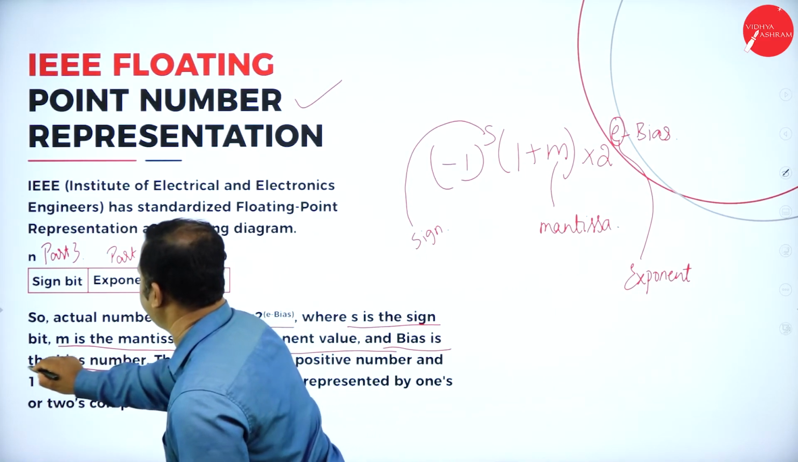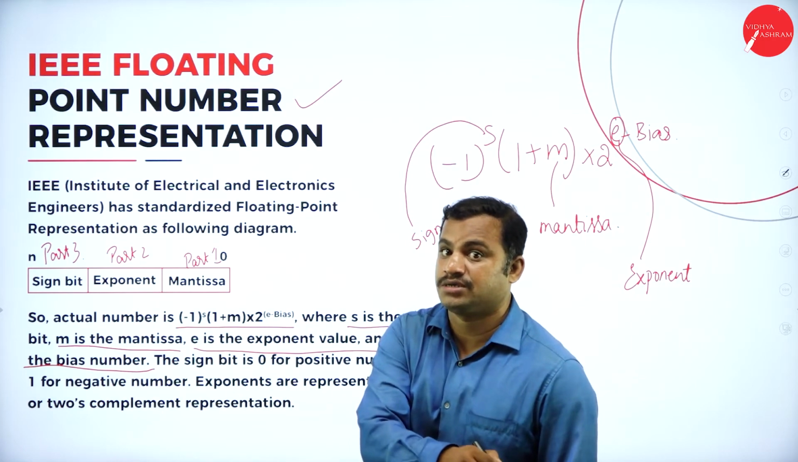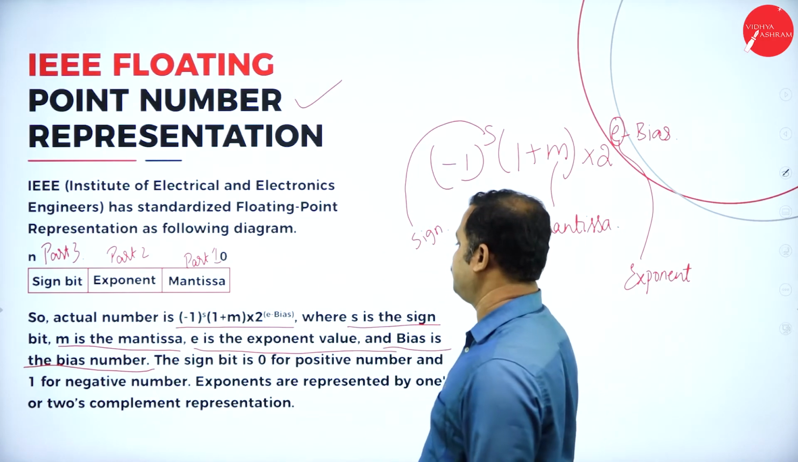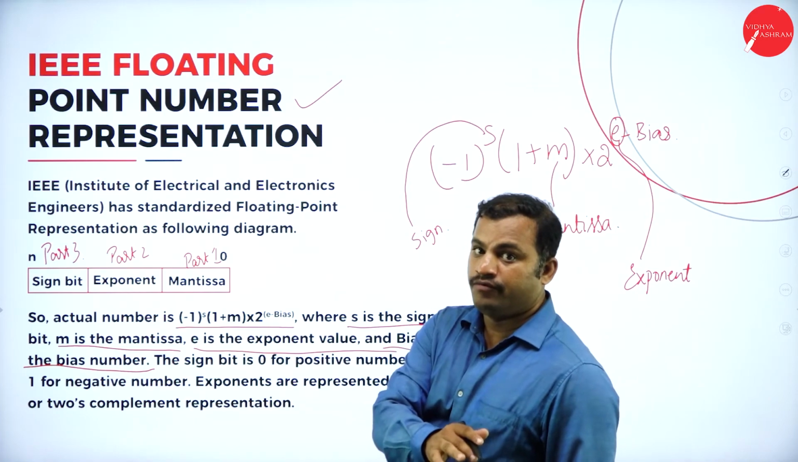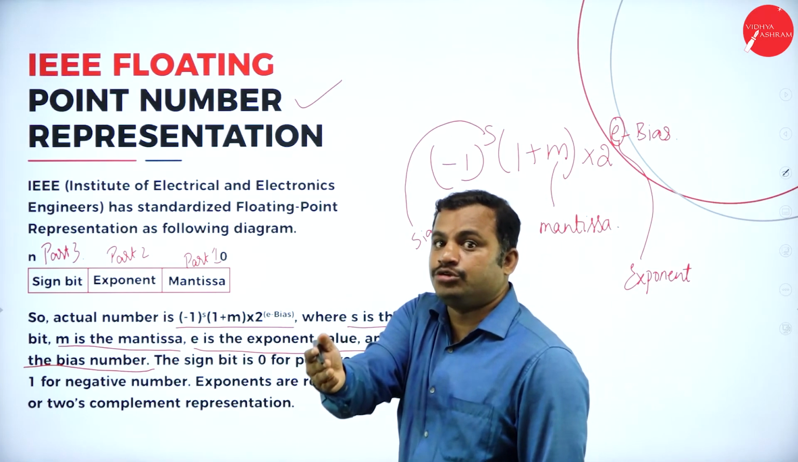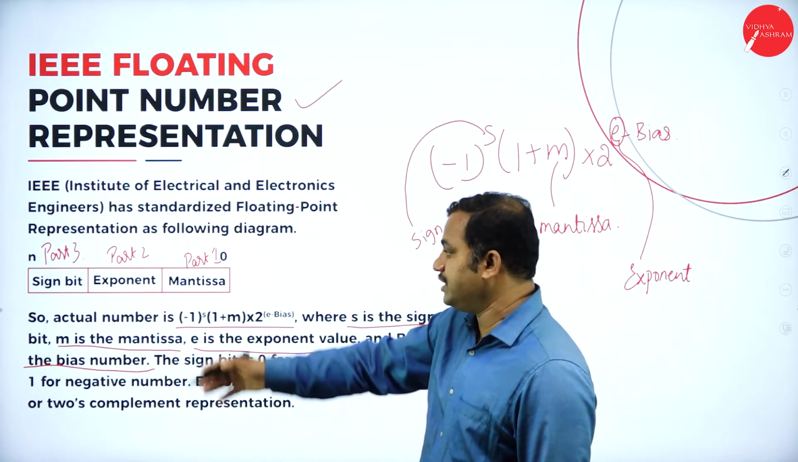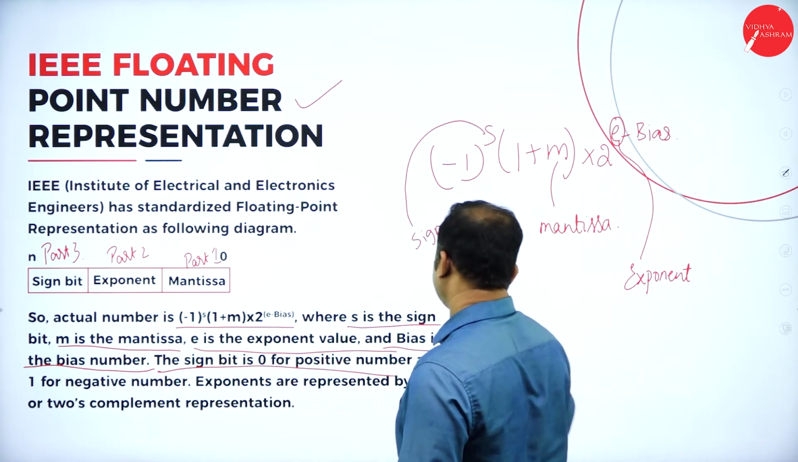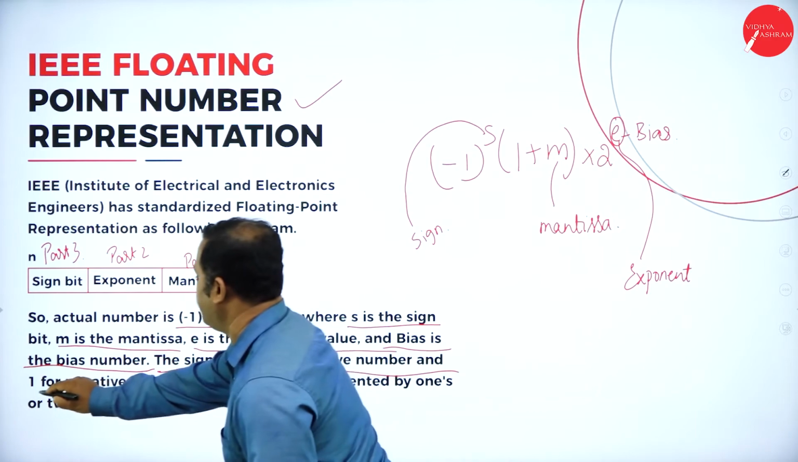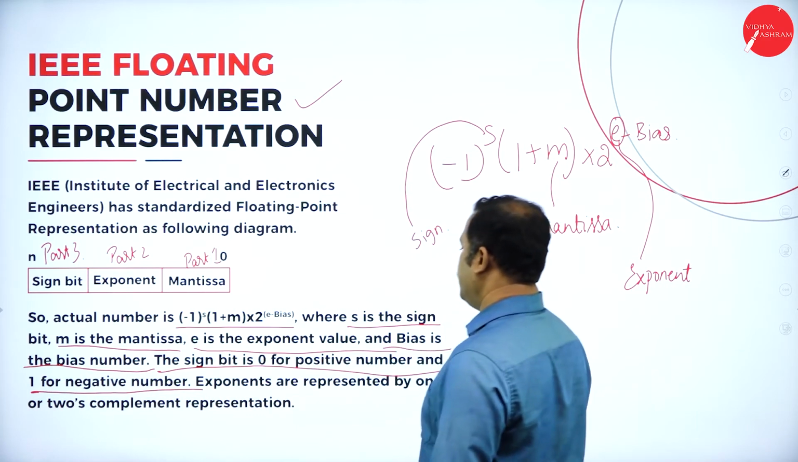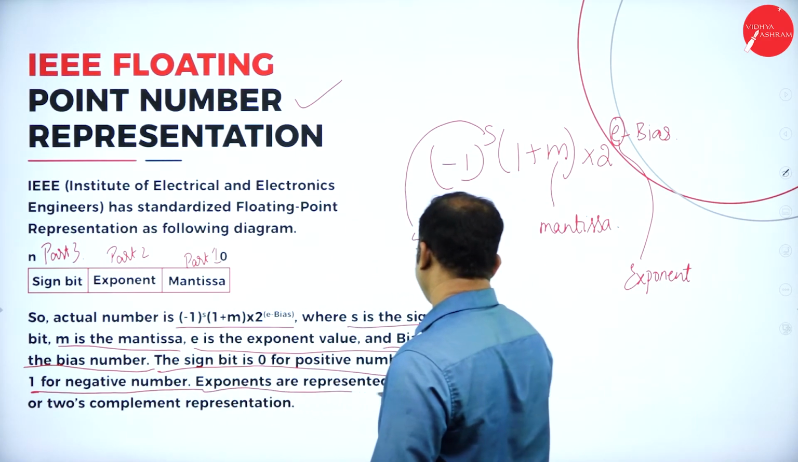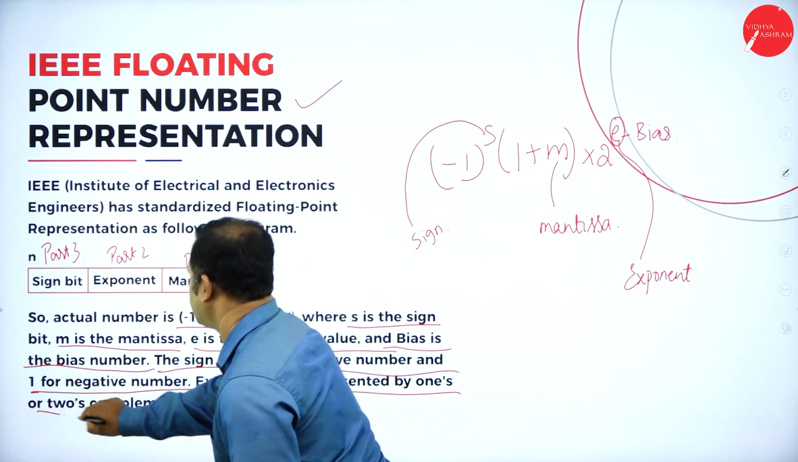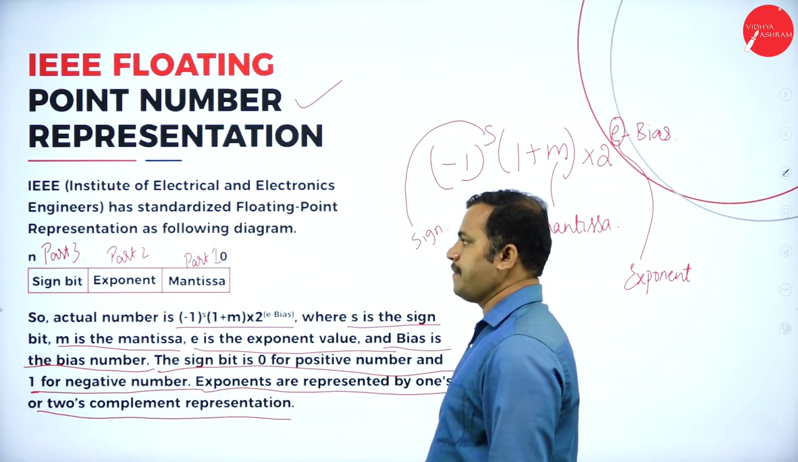What is that number we are going to mask? That is called a bias. The number which is going to be changed according to our requirement is called a bias. Then the sign bit: 0 is for a positive number, 1 for a negative number. Exponents are represented by 1's or 2's complement representation.